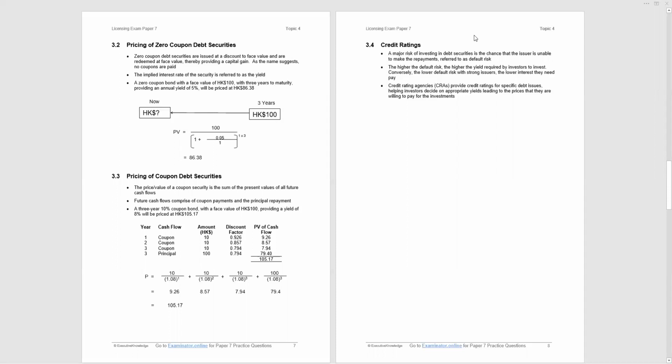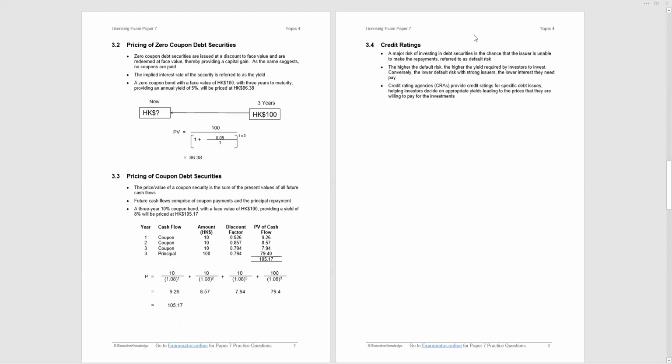And as I said, not only have you got the principal being repaid, but you've got the coupon payment each period, and in the example we're looking at, each year. So the third bullet point tells us a 3-year 10% coupon bond with a face value of 100 Hong Kong dollars provides a yield of 8%, and it will be priced at 105.17.